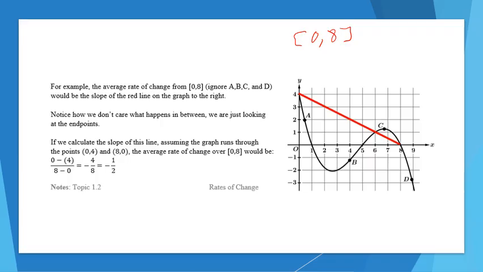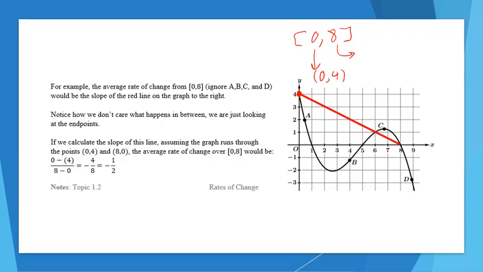Now notice how we could care less what happens in between. We're just looking at the endpoints. So we want to find our first coordinate. Whoops, that's a really messy arrow. We want to find our first coordinate when x is 0. So when x is 0, this would be this coordinate right here, (0, 4).